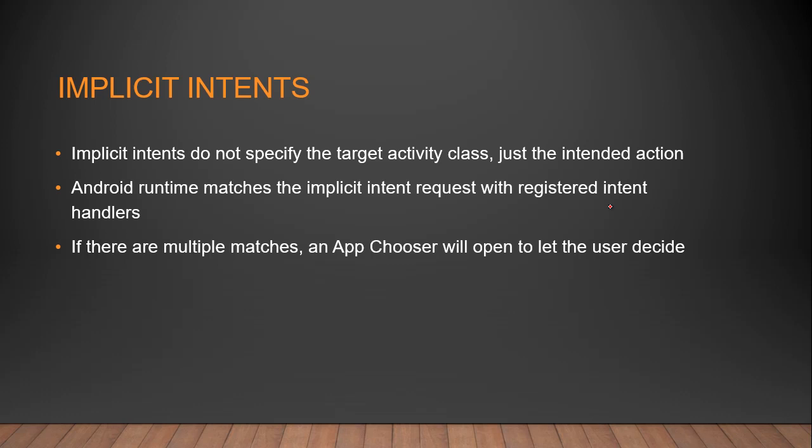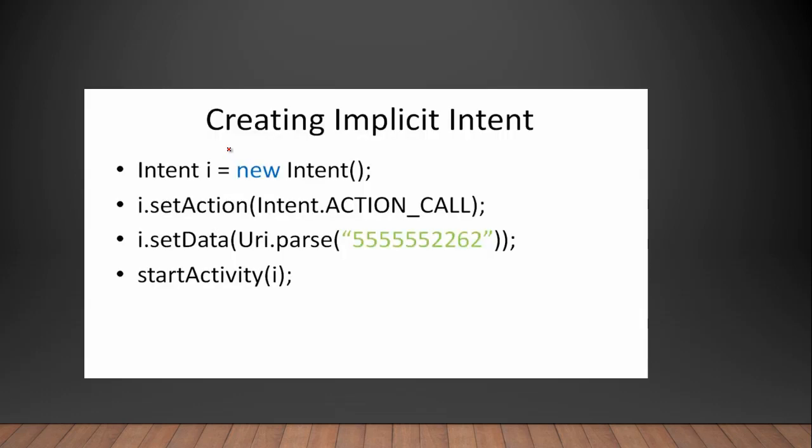And if there are multiple matches found inside your Android phone, then a chooser will appear and let the user decide which app he wants to open. So this is an example of creating implicit intents. First, you need to create an object of intent, and then you need to set the action of your intent. For example, I want to call a number, so the action can be action call. And you can set that by using setAction, although you can also set the action inside the constructor of the Intent class.